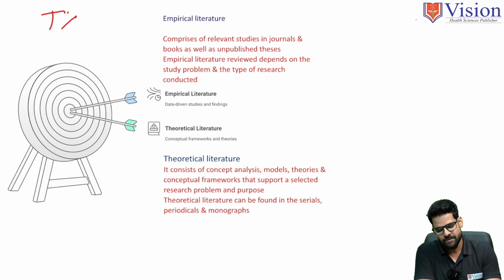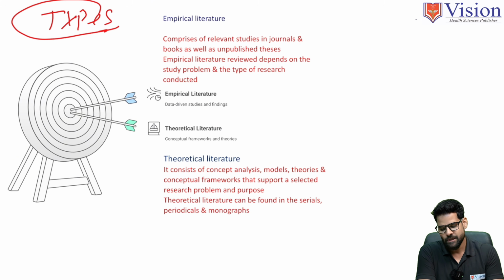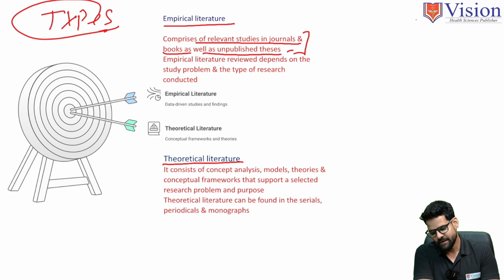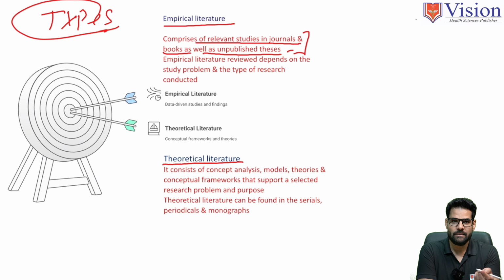Now, what are the types of literature? There are two basic types: empirical literature and theoretical literature. Now, what is empirical literature? It comprises relevant studies in journals, books, as well as unpublished theses. So anything done by a researcher and published by them, or made available by them.